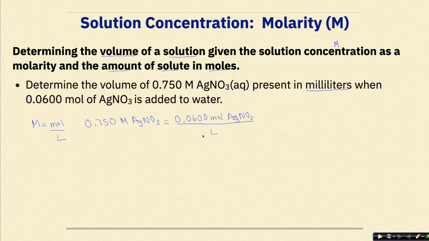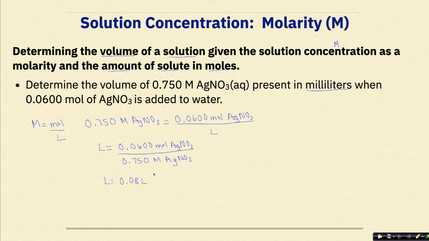So I'm going to move my variables that are given to me around so I can isolate the volume by itself, which means I'm going to rearrange this so liters is equal to 0.0600 moles of AgNO3. I really need to work on my G's. Divided by 0.750 molar AgNO3. That was better.